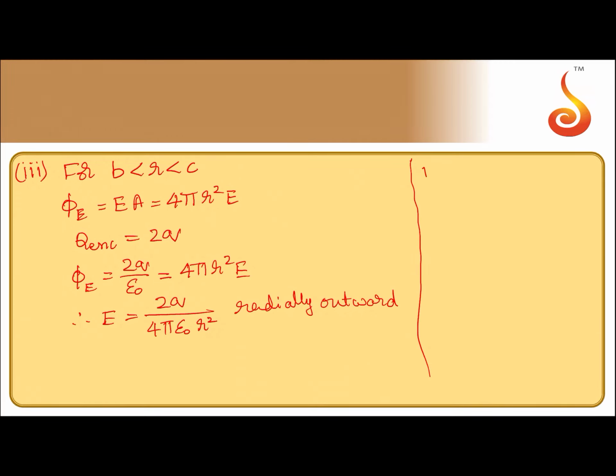Then the fourth case, for C less than r less than D, r lying between C and D, the points inside the region are inside the conductor again. So again E is equal to 0.